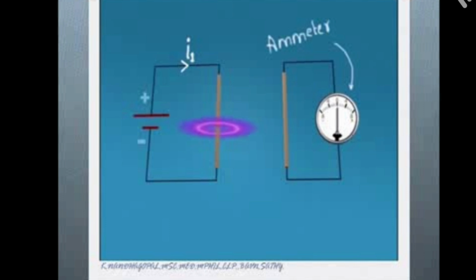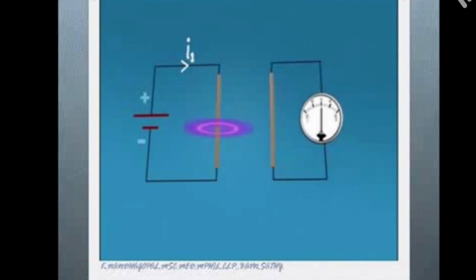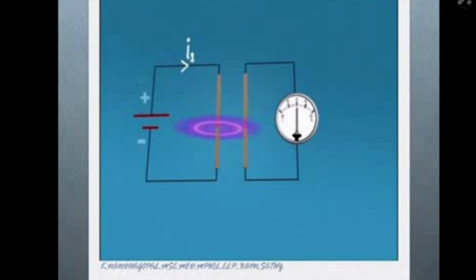When another conductor, the armature, is connected to the galvanometer and passed near that, what will happen? An EMF is induced. So this is one method of producing the induced EMF. I2 is produced in the secondary coil, so it will show the deflection. This principle is used in the transformer. So the principle of the transformer is electromagnetic induction.